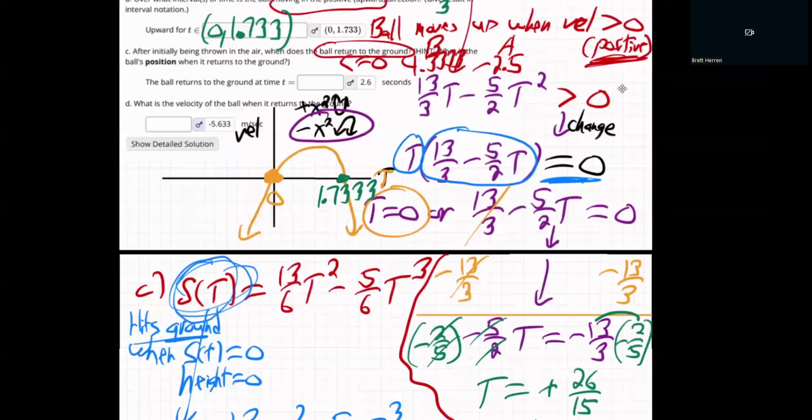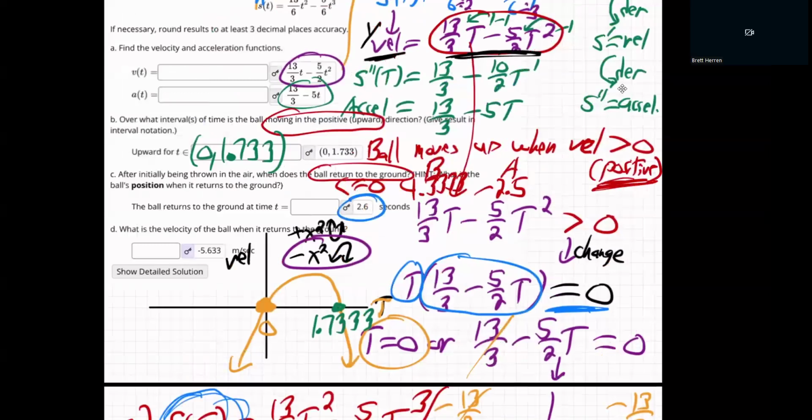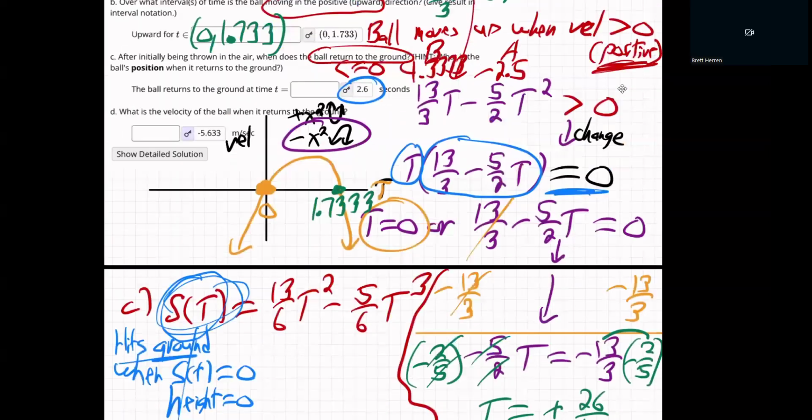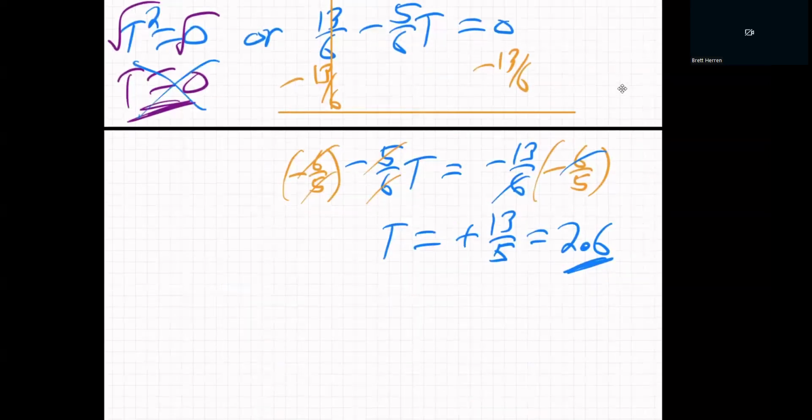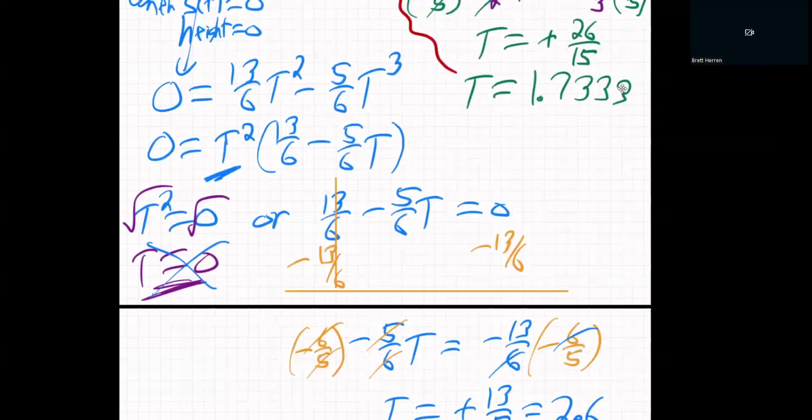So after 2.6 seconds, and there it is, after 2.6 seconds, we don't give them the zero because that's just when the ball started out, right? So we throw away that answer. The ball started on the ground, but after 2.6 seconds, it comes back down to the ground.